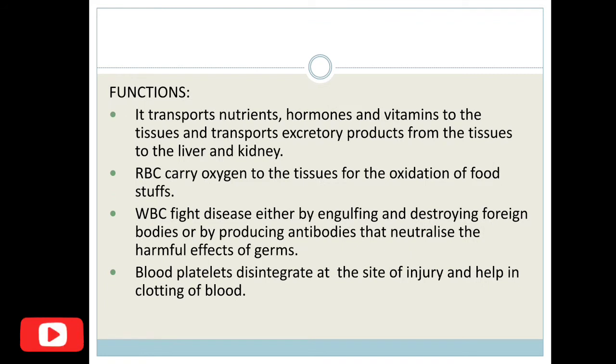Next, as we know, what is the main function of the blood? It transports the nutrients, hormones and vitamins to the tissues, and also it transports the excreted products from the tissues to the liver and kidney. And this RBC, WBC and blood platelets have different functions. The RBC carry the oxygen to the tissues. Then WBC fights various diseases, and it acts as antibodies in our body. Then the blood platelets help in the clotting of blood.